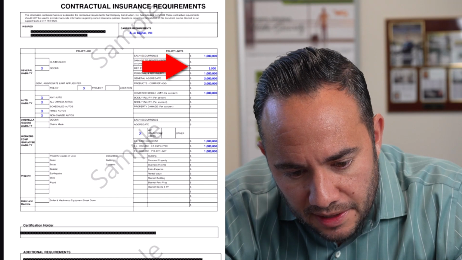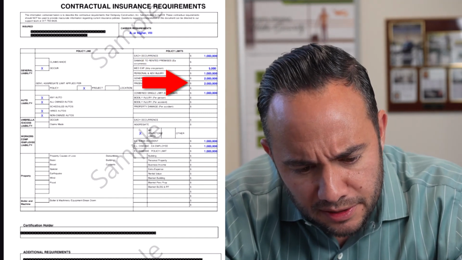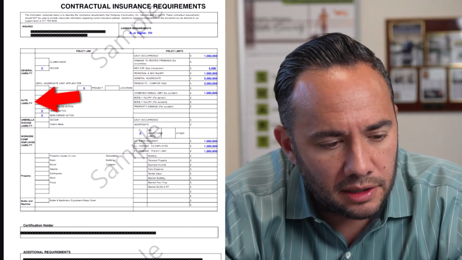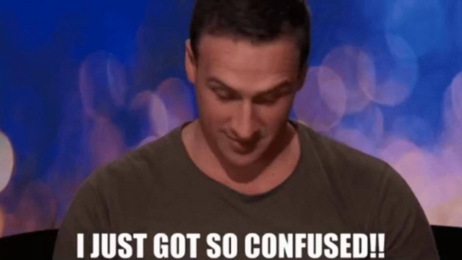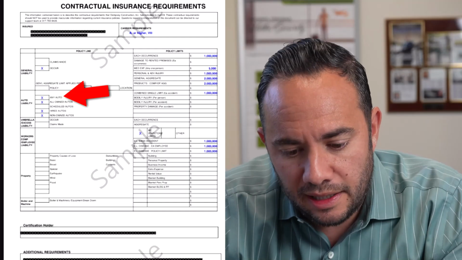On the right hand side, you see that they listed the limits. Pretty easy to read. Those are pretty straightforward limits. This next section, you get to the auto liability. In the auto liability, people get tripped up by this all the time. It shows any auto coverage.